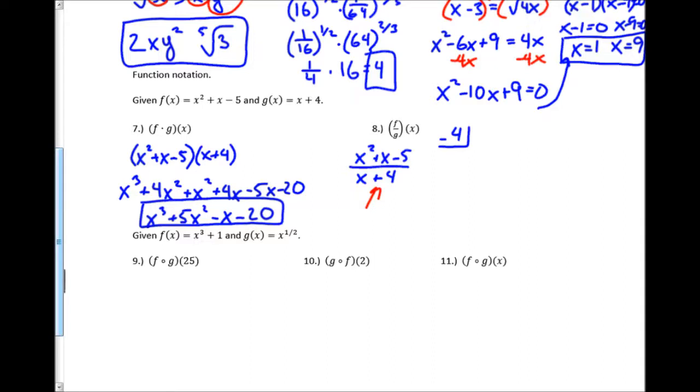And now I need to write the coefficients of the thing being divided, but I need to have them in descending order. So I got to check to see if I'm missing any terms. Here I've got an x squared, an x to the first, and an x to the 0.